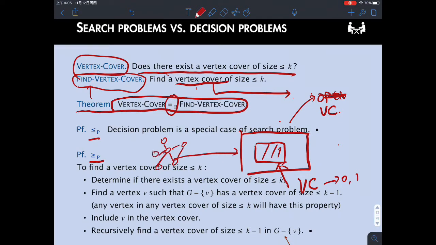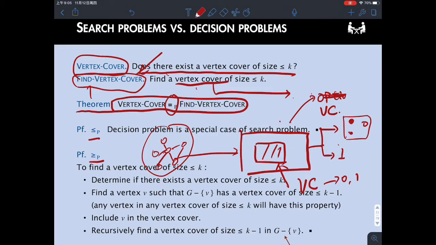Some sort of graph, right? This is our input, and our ultimate goal is to design an algorithm for solving the find the vertex cover problem. That means that if the solution doesn't exist, we output nothing. If the solution exists, we need to output a specific subset.